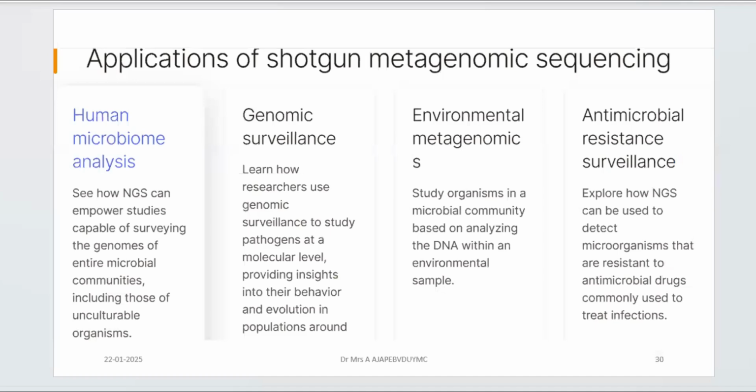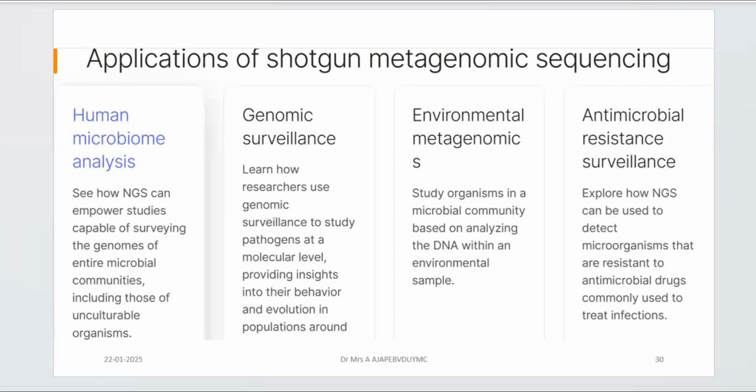Now here are applications of shotgun sequencing which is used in metagenomics. Human microbiome analysis, right? NGS is the system which is used for the human microbiome, like the previous example, the research paper that we talked about, which was on gut microbiota of chickens. So here, gut microbiota of humans can be very well studied using this.